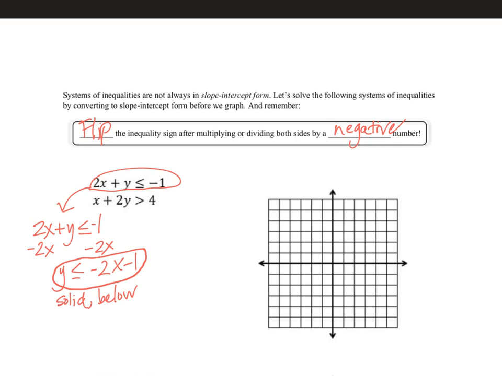So my y-intercept is -1, my slope is -2, so I need to go down 2 over 1, down 2 over 1. In the other direction, I go up 2 over 1, up 2 over 1, up 2 over 1, and it's a solid line, and I am shading below. So I am shading in this region. Okay, now let's look at our second inequality.